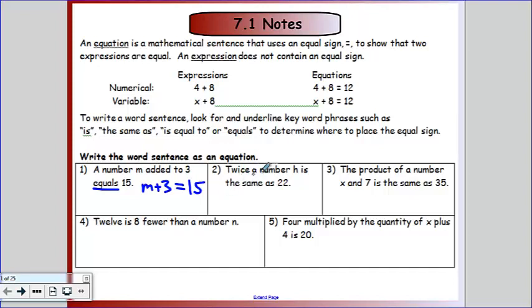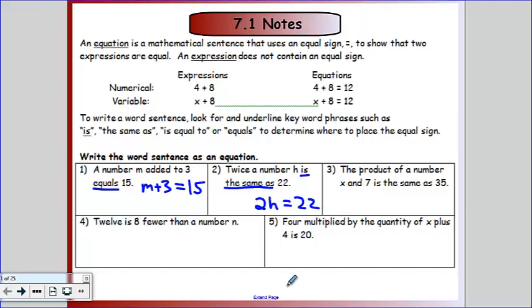Number 2, twice a number h is the same as 22. Is the same as is a great phrase to represent where the equals is. Before the equals, we have twice a number h. We had seen that earlier in the year. Twice a number is 2 times that number, so it would be 2 times h, which is best written in algebra as 2h with no symbol between. Is the same as is the equals, and then after the equals we have the number 22.